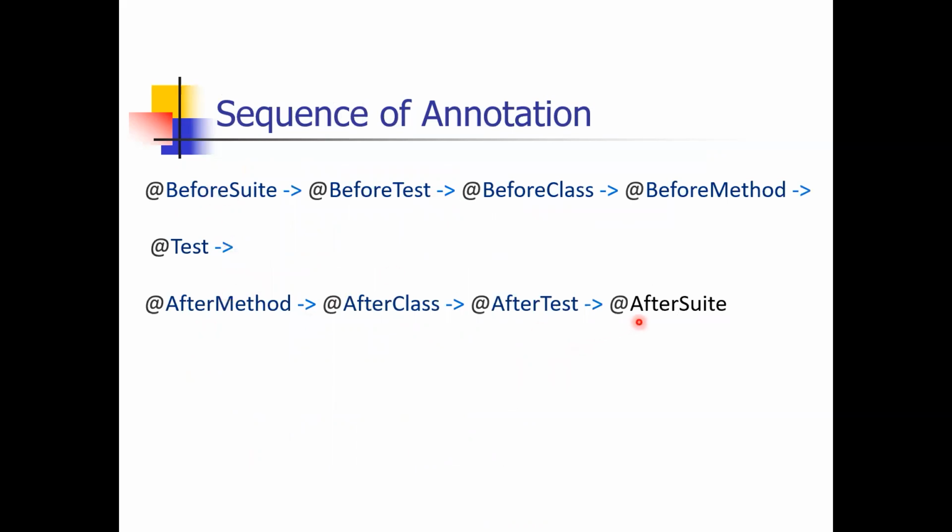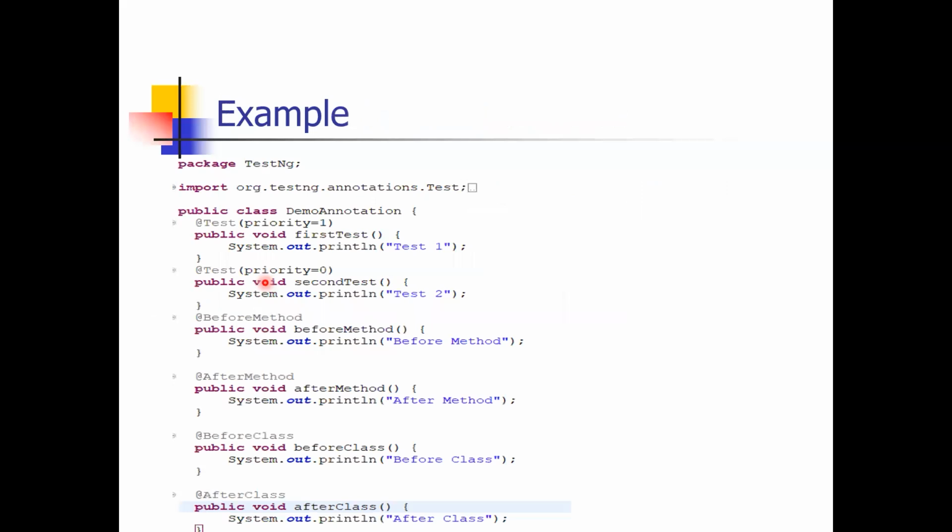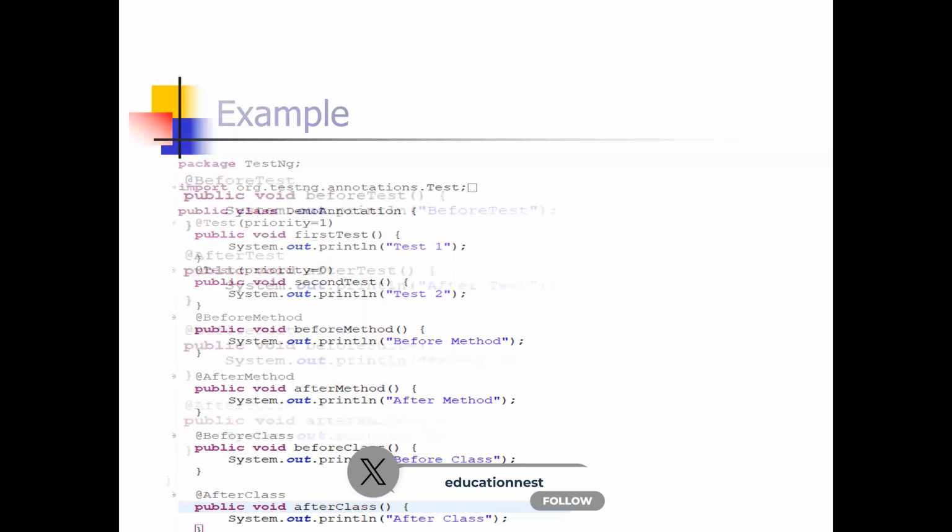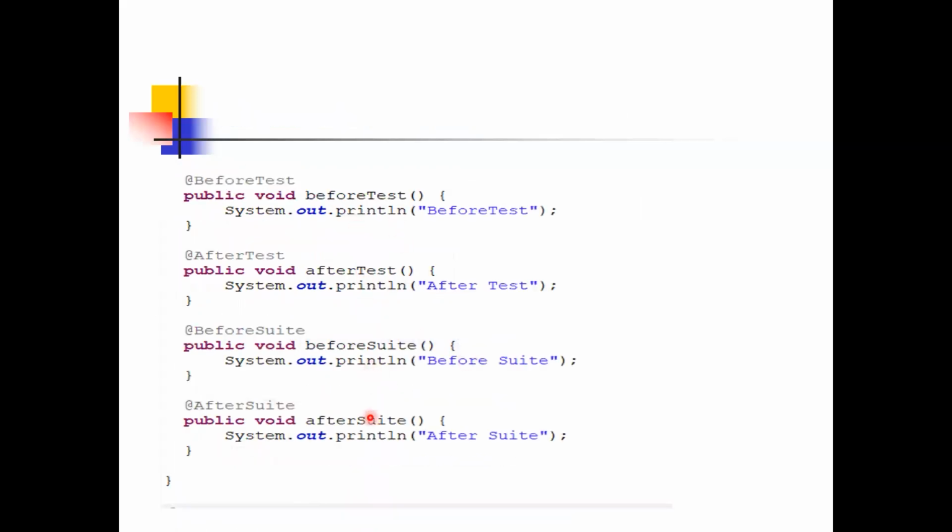Before suite is closed at last. So what I mentioned is that before suite and after suite are used together, then after test and before test are used together, after class and before class are used together, and after method and before method are used together. Method, class, test and suite.